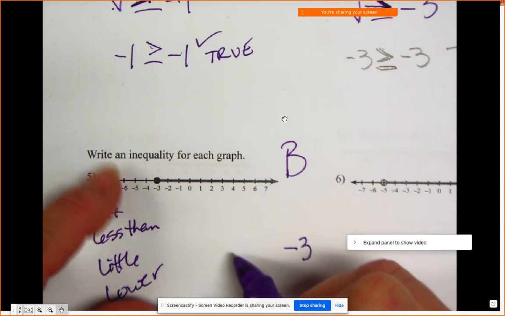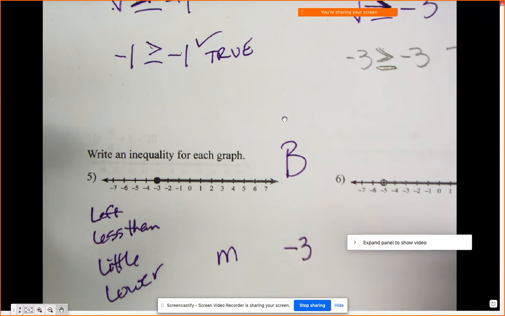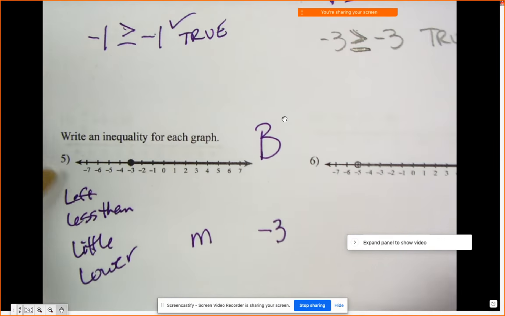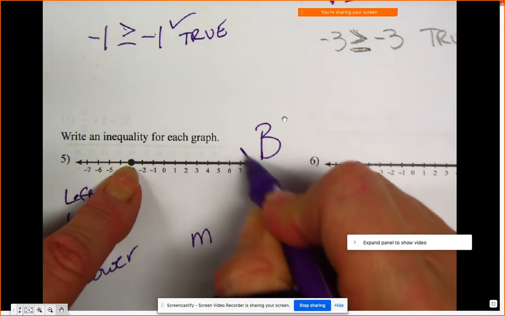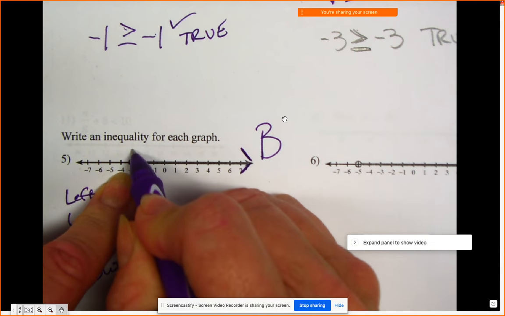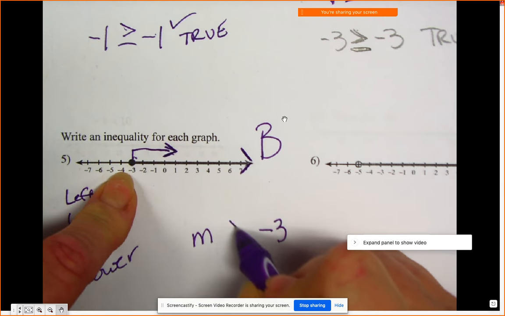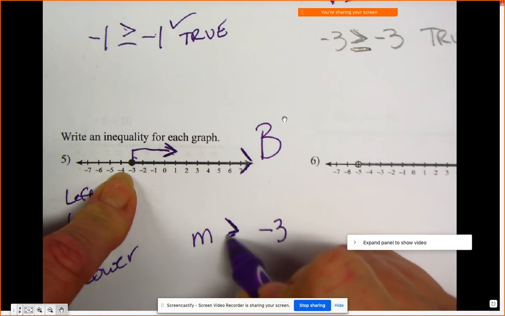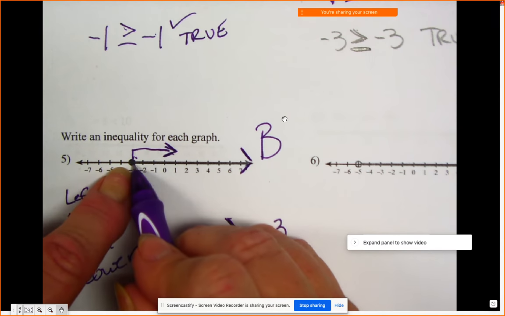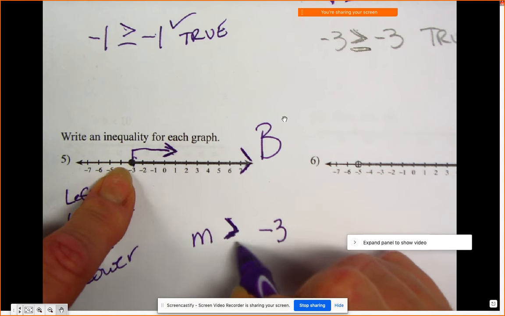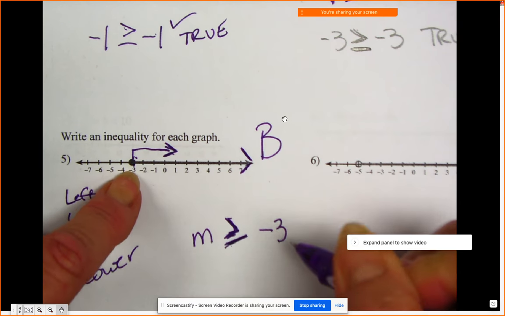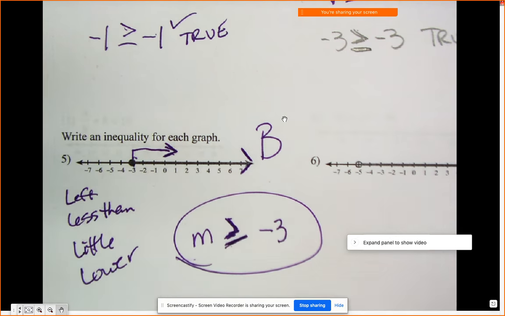You can pick any variable you want. I use M because my first name is Michelle. So I'll say M. First of all, I see that it's shaded that way. Well, that's the arrow. It says point to the right, so I know I have to use that arrow. Now the next thing I have to decide, well, that's a solid circle, so I get to write equal to. If it's solid, that means you have the equal to. That would be the answer for this one.